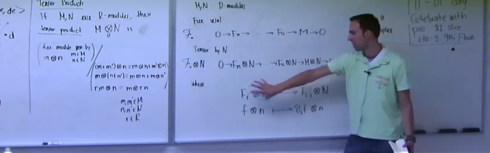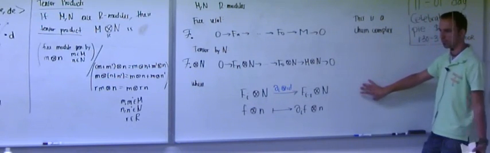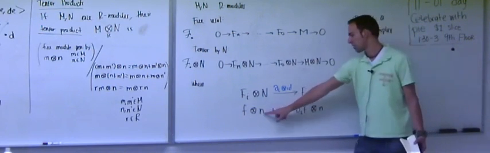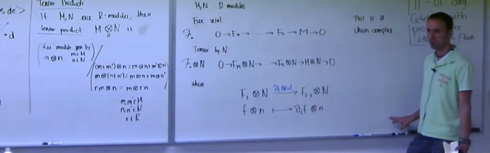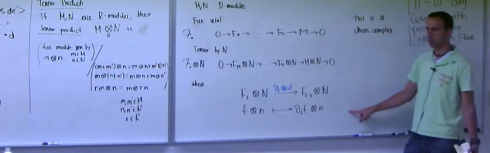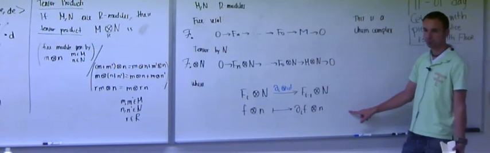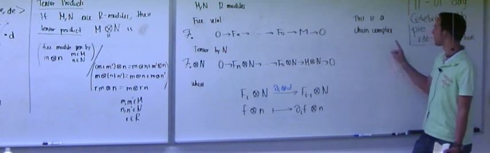You're mapping F_i tensor N to F_{i-1} tensor N to F_{i-2} tensor N. And what you're doing is you're leaving the N on the right side alone at all three steps. And here you're going F, then delta_i F, and then delta_{i-1} delta_i F, which is 0. So what you get is 0 tensor N, which is 0. So this is a chain complex.